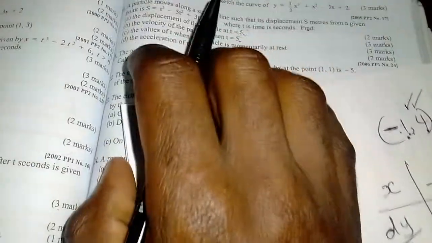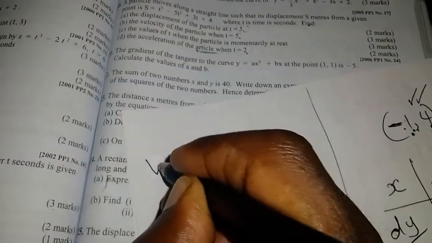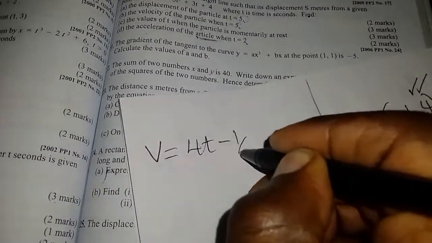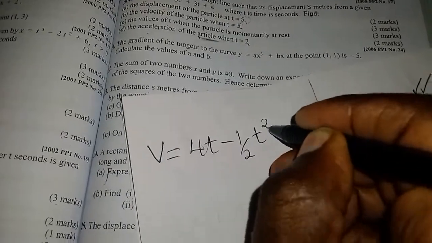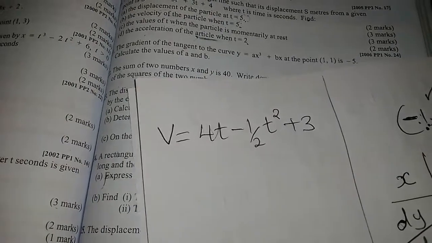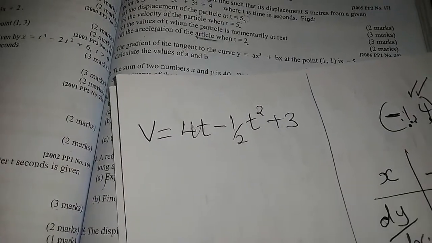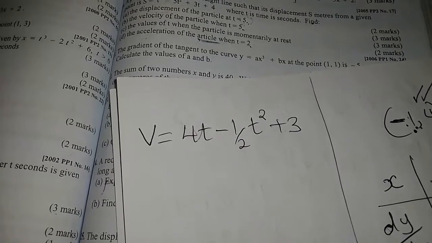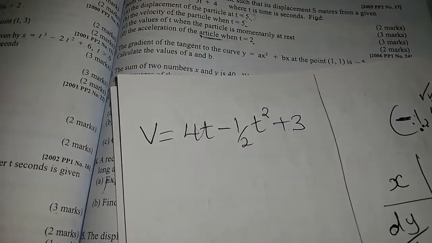This is Natia Oscar, and there are cases in mathematics where someone can arrive at a conclusion by providing a question where the equation reads v is equal to 4t minus a half t squared plus 3. Then the person asks you to get the time when the body had attained its maximum velocity.